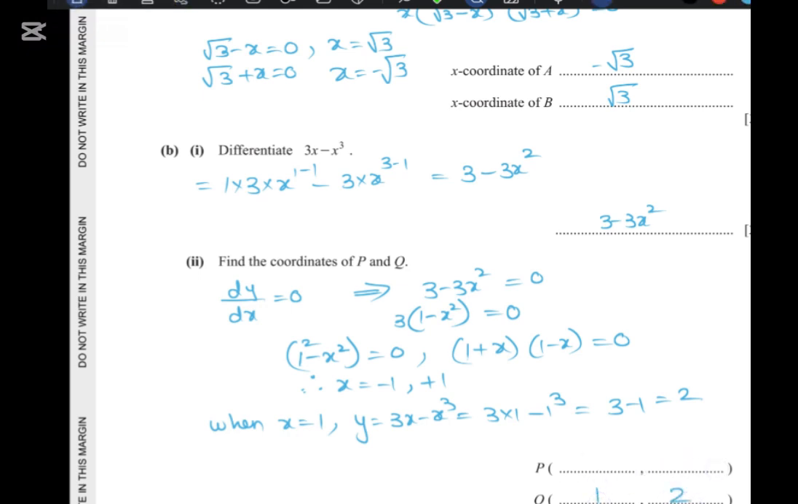Positive 1 and 2. Then when x is equal to minus 1, y will be 3 into minus 1 minus of minus 1 whole cube. That will be minus 3, and minus of minus 1 whole cube is minus 1, so minus of minus 1 becomes plus 1. So it is minus 3 plus 1, which is minus 2. So minus 1 and minus 2, these are the coordinates of P and Q.